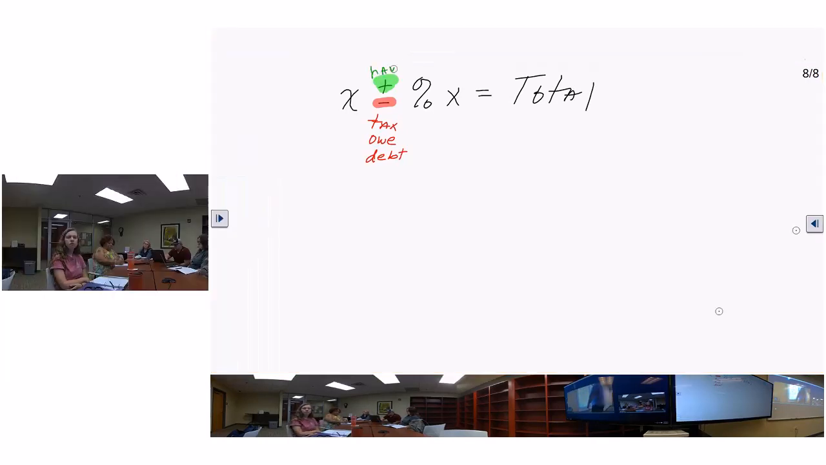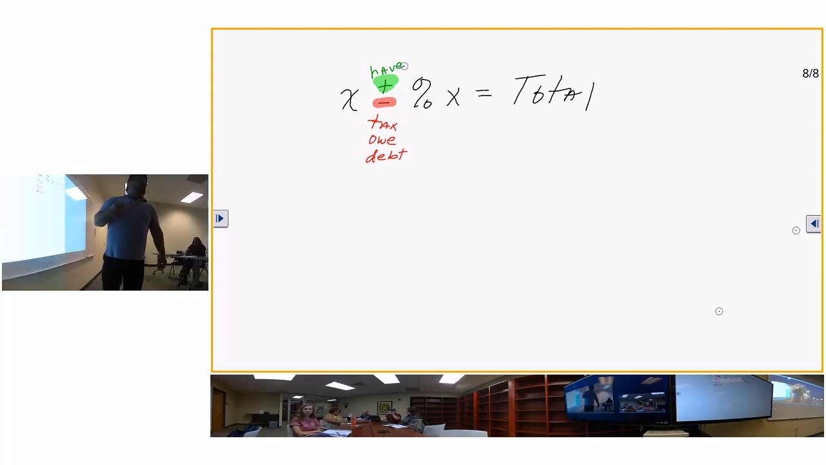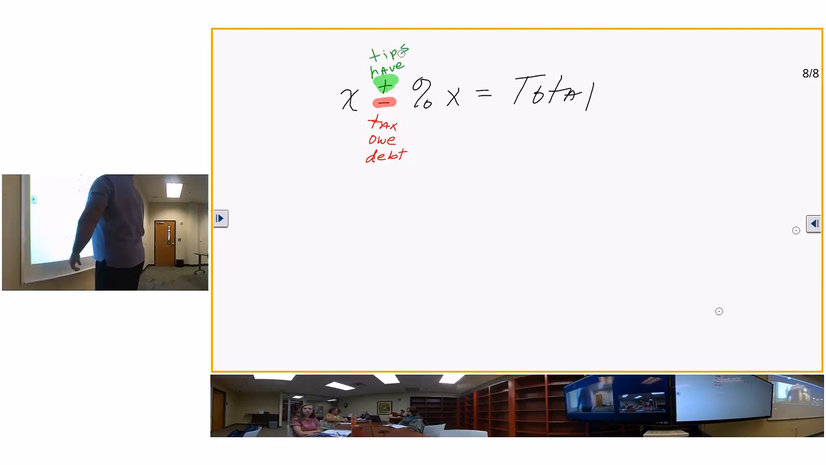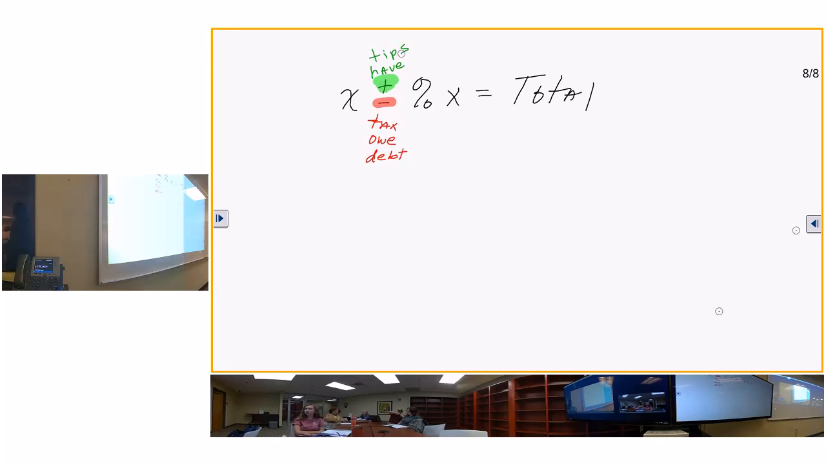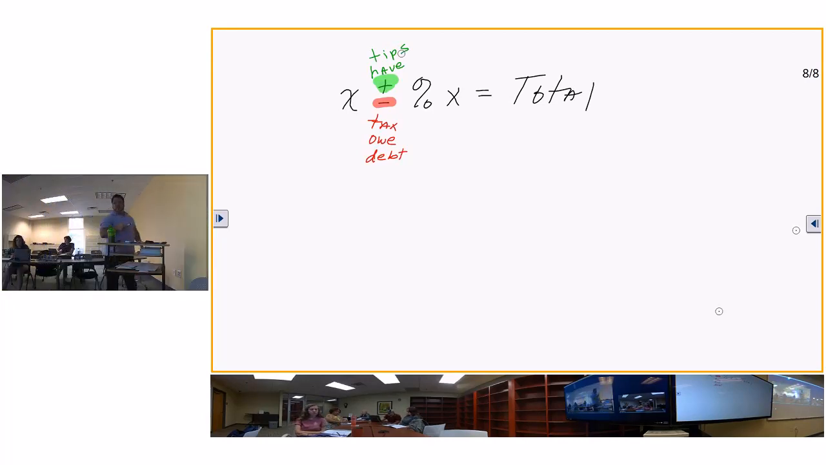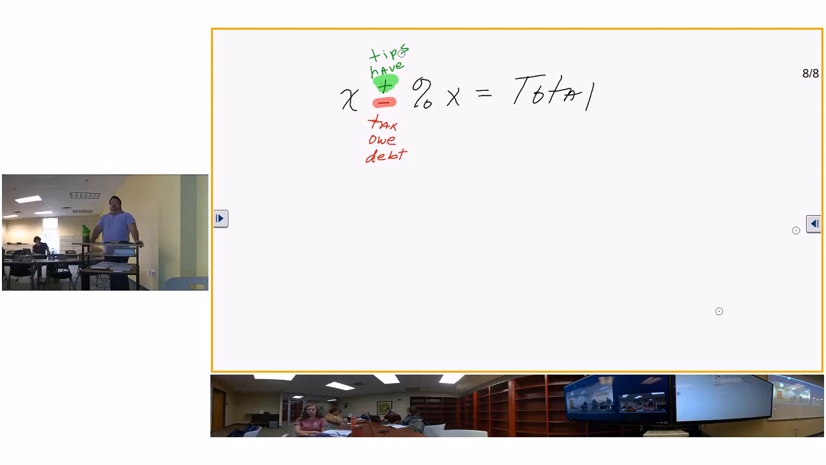But what in real life is the opposite of taxes? It starts with a T. My daughter fusses about them all the time. Tips. My daughter, she's a waitress out there at the Galley. Is it called the Galley? She keeps asking me to go, and I won't go. It's good. It's expensive, but it's good.